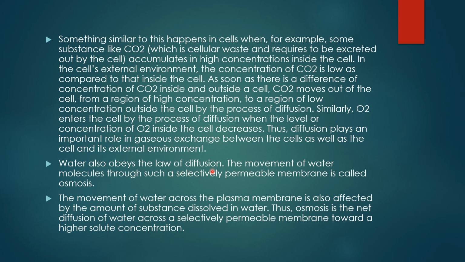Water also obeys the law of diffusion. The movement of water molecules through such a selectively permeable membrane, it's called osmosis. Very important term, osmosis. Movement of water across the plasma membrane, ये affect होता है by the amount of substance dissolved in water. So osmosis is the net diffusion of water across a selectively permeable membrane toward a higher solute concentration. It will move towards higher solute concentration. This is important.